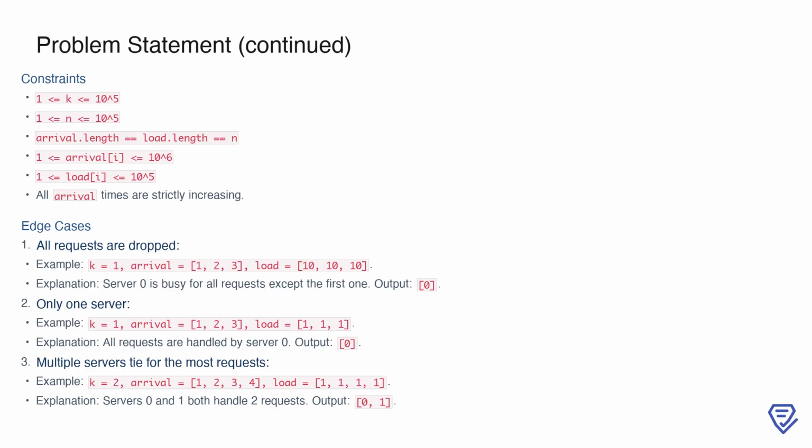Some edge cases include situations where all requests are dropped, such as when one server is perpetually busy, or when there is only one server handling all requests. Another interesting case is when multiple servers process the same maximum number of requests, in which case their indices must be returned in sorted order. Understanding these constraints and edge cases is key to implementing an efficient solution for this problem.